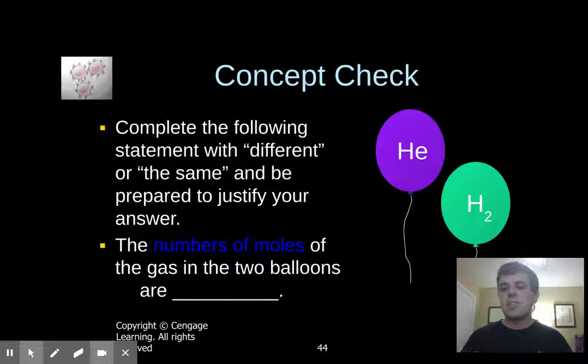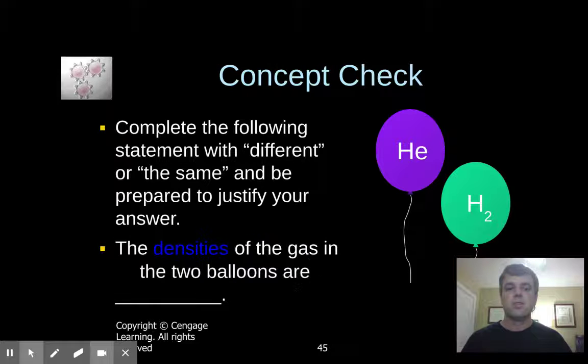Also, if you consider the ideal gas law, if you solve for moles, moles equal pressure times volume over the gas constant times the temperature. Nowhere in there does it ask you which gas it is. The densities of the gas in the two balloons are different. Density equals mass over volume. Since you have the same number of particles in each balloon, but helium weighs twice as much as hydrogen, you're going to have twice the mass and the same amount of volume, so the density of the helium balloon is double that of the hydrogen balloon.